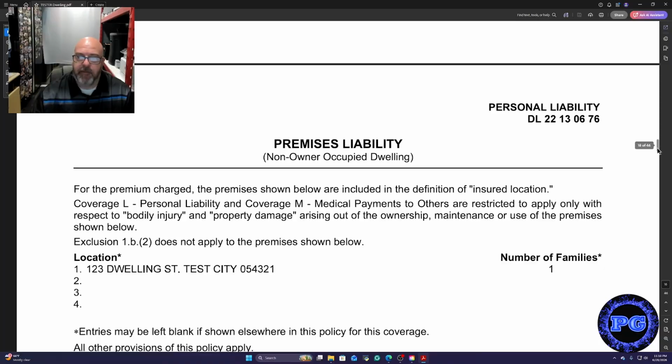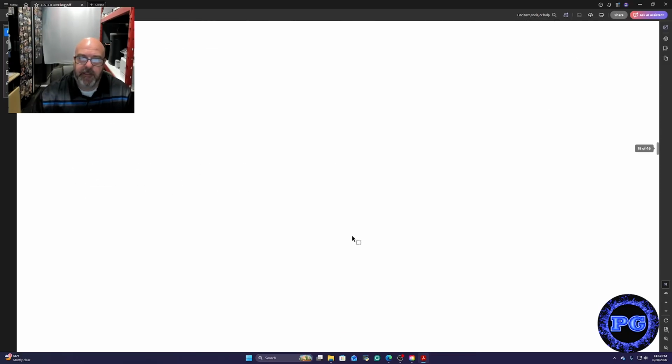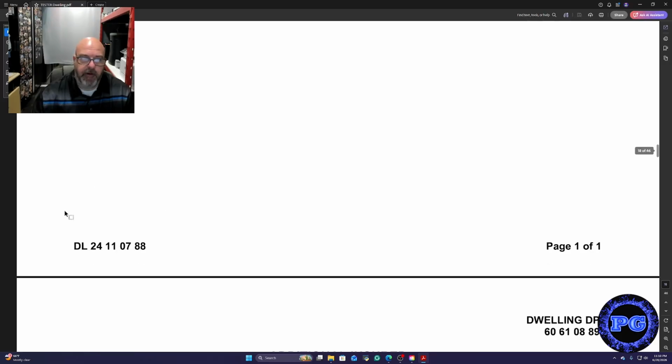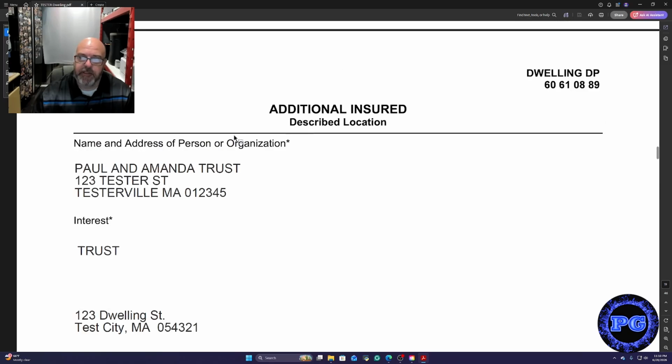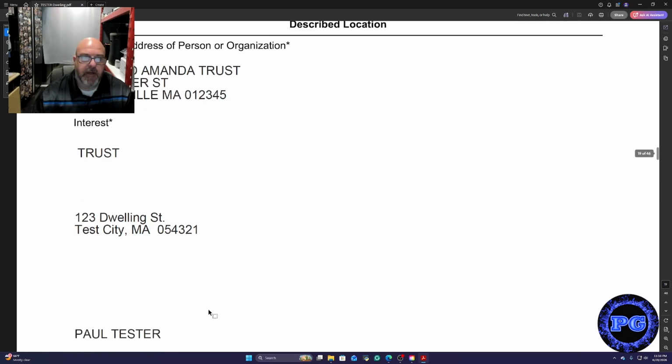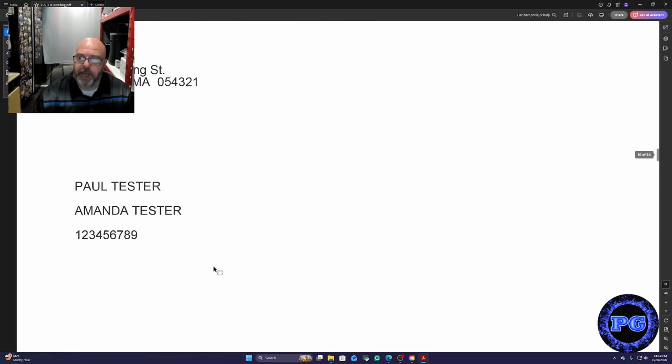So we got premises liability. Here we go. This is the liability on the premises. Dwelling street, number of families. That's that L and the M. You had the $300,000 in personal liability and the $1,000 in medical payments. If you were to look at that form number, it would be this one, and it would match up with that. Additional insured. So this is one because there's a trust involved. So they have this form in here. The Paul and Amanda Trust. So there could be a trust involved.